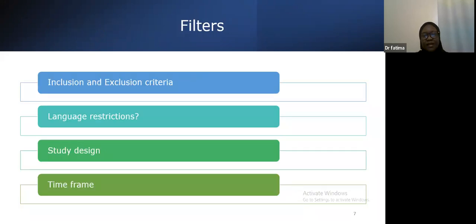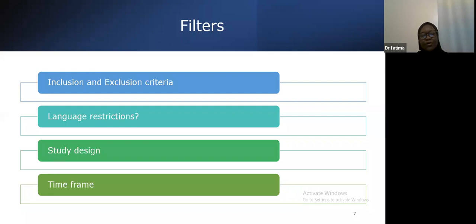So whenever you have your search terms, you have to have some filters, because you don't want to study everything. Your study is supposed to be guided and direct. So you need inclusion and exclusion criteria. You have to define what you want to include and what you want to exclude, because obviously you cannot study everything. So you need to exclude to make your study achievable.